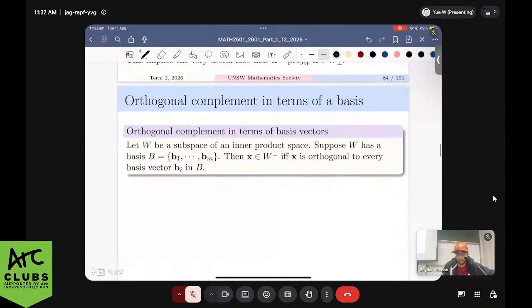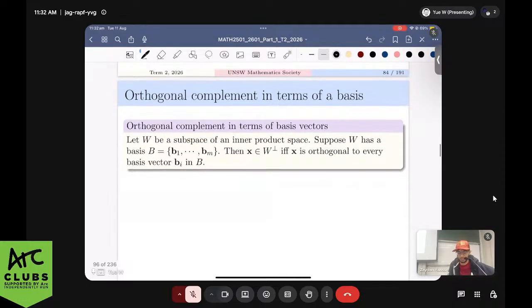Okay, so if you have a basis for W and you want something in the orthogonal complement, that something also has to be orthogonal to every basis vector, and it's actually equivalent. So meaning, if X is in W perp, it will be orthogonal to all the basis vectors of W. That makes sense because the basis vectors are in W, and anything in W perp is orthogonal to anything in W. But the other way also works. If X is orthogonal to any bi, then X is actually in W perp.